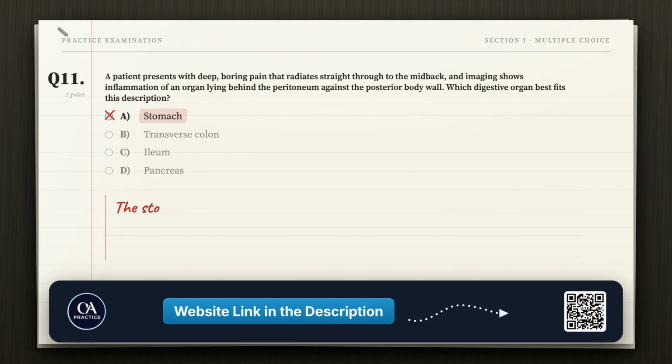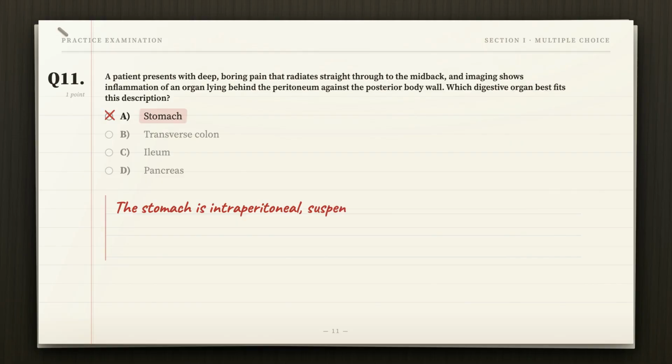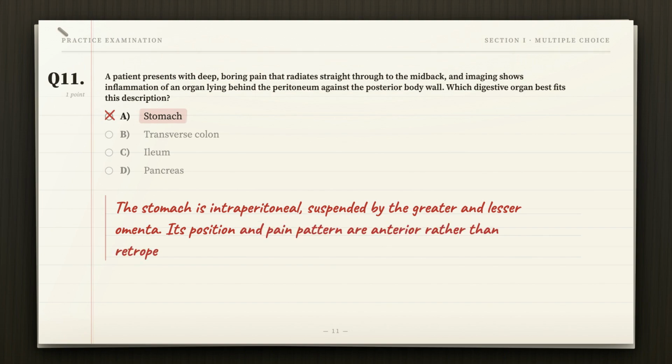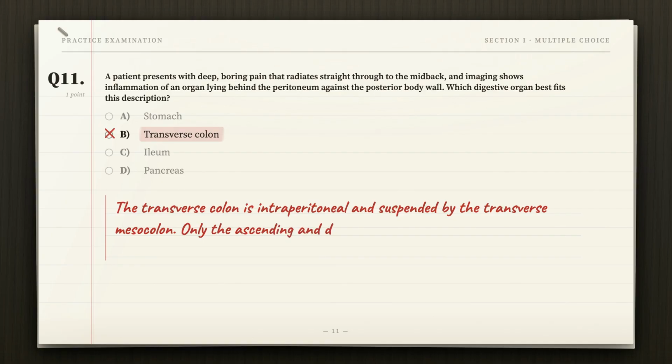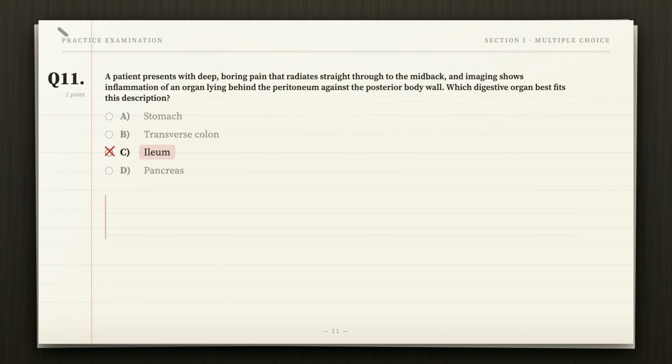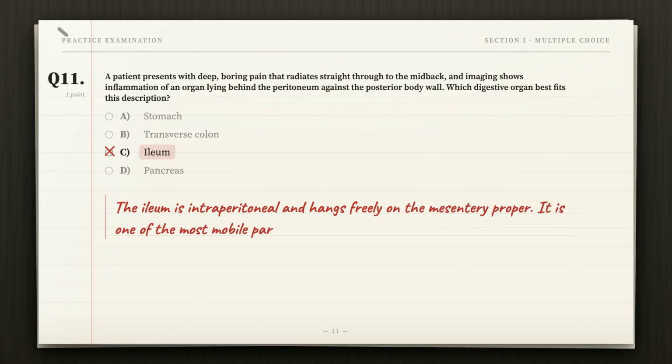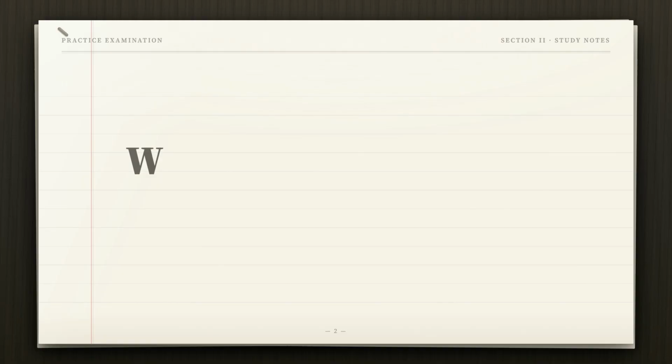A is wrong because the stomach is intraperitoneal, suspended by the greater and lesser omenta. Its position and pain pattern are anterior rather than retroperitoneal. B is wrong because the transverse colon is intraperitoneal and suspended by the transverse mesocolon. Only the ascending and descending portions of the colon are retroperitoneal. C is wrong because the ileum is intraperitoneal and hangs freely on the mesentery proper. It is one of the most mobile parts of the tract, not a fixed posterior organ.